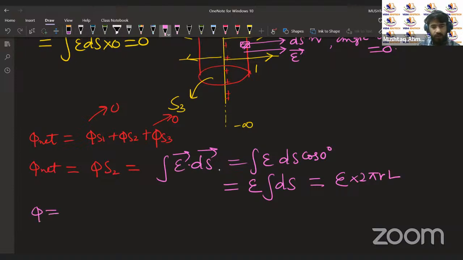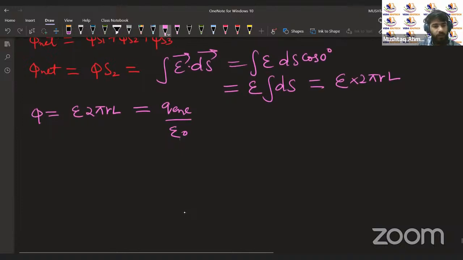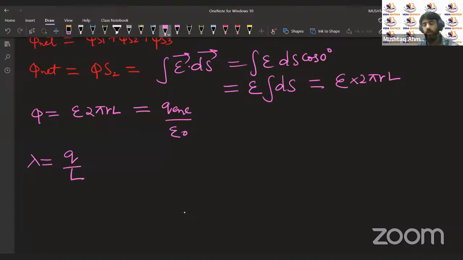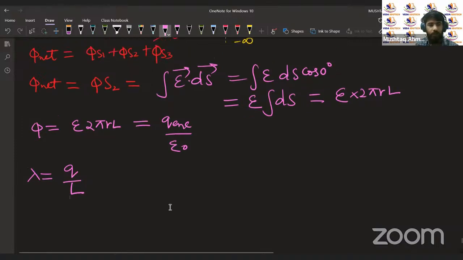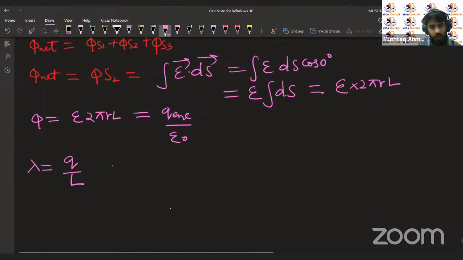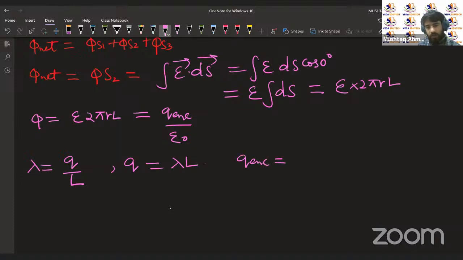So phi total is E times 2 pi rl, which equals the charge enclosed upon epsilon naught, right? We know that lambda is q upon l, the charge per unit length. So we can replace the charge enclosed with lambda times L.